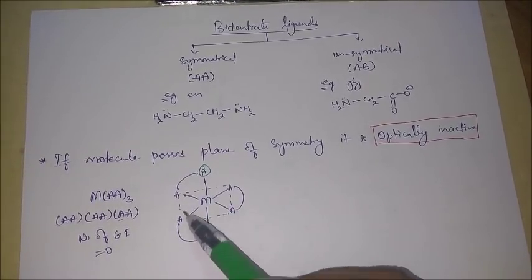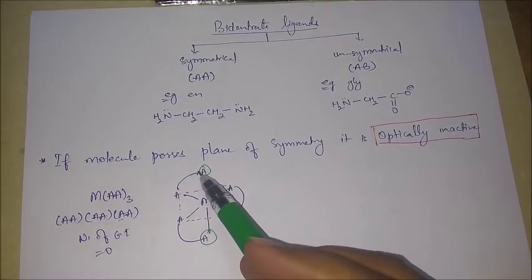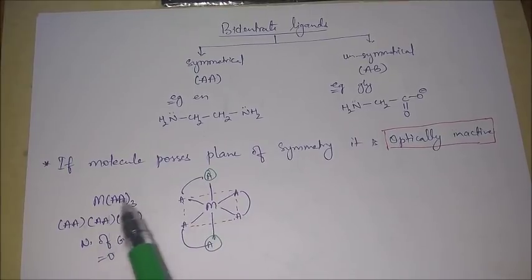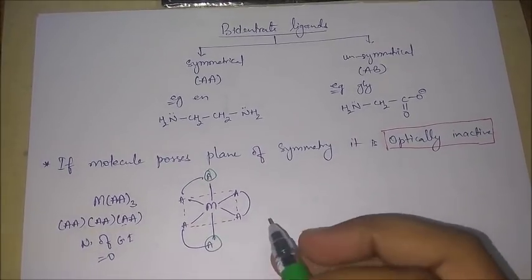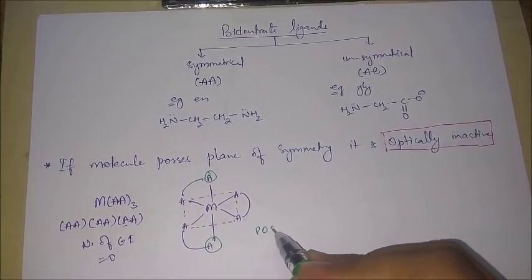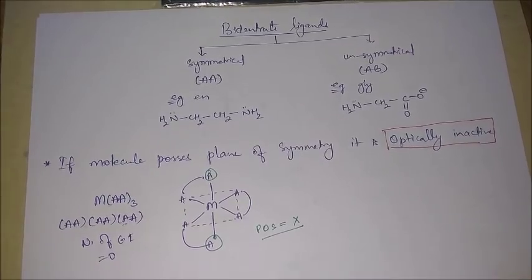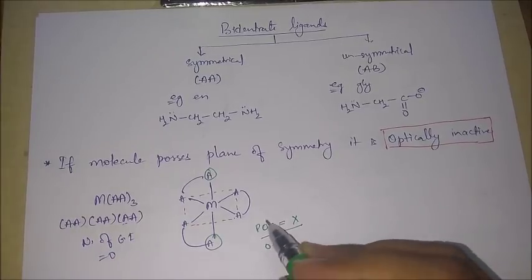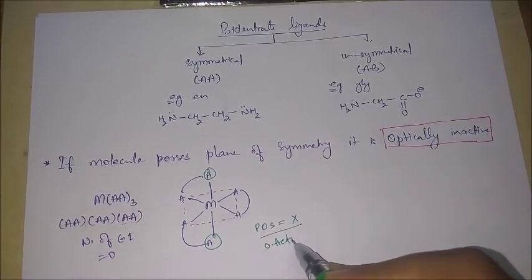So you cannot cut the ligands by half. For these types of complexes where you have a bidentate ligand attached like this, you do not have any plane of symmetry. So plane of symmetry is not present here. If plane of symmetry is not present, then this molecule will be optically active.